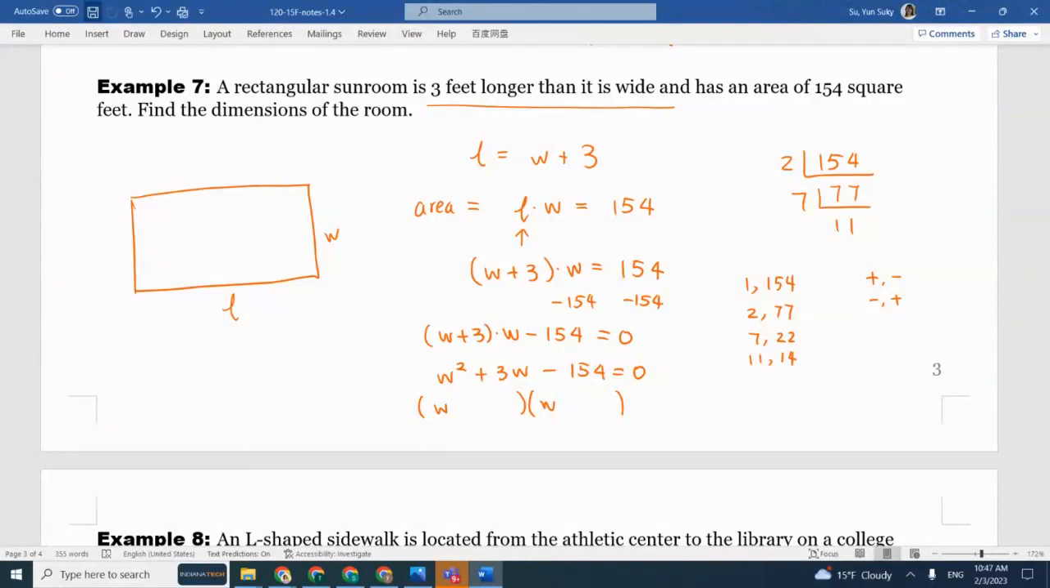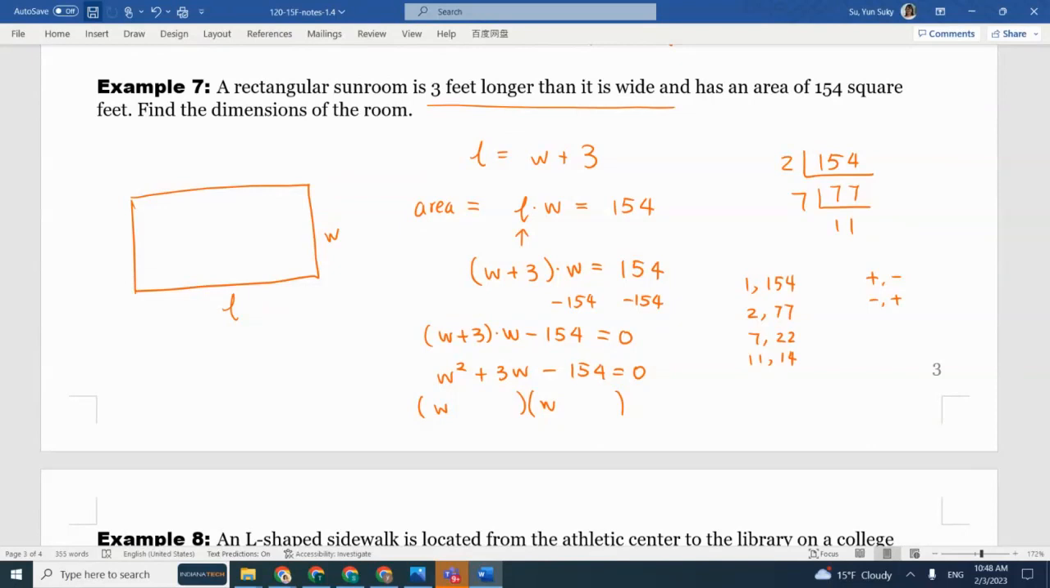But imagine the middle term, see, is 3. 3 is so small. So this means one of the roots is positive, one of the roots is negative. Look at this. 154 minus 1 is 153. The difference is so big. Everybody? We won't get 3. 77 and 2. 77 minus 2 is 75. It's still so big. 22 minus 7? 15. Still big. We need 3. 14 and 11. Yeah, 14 minus 11 is 3.